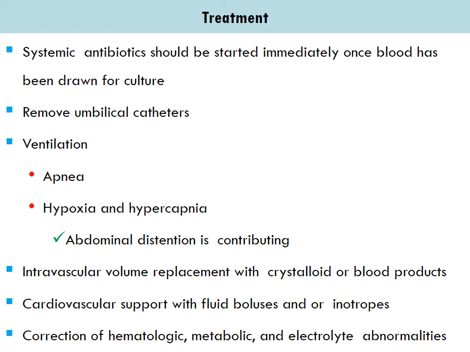Systemic antibiotics, with broad coverage based on the antibiotic sensitivity patterns of the gram-positive, gram-negative, and anaerobic organisms in the particular neonatal ICU, should be started immediately. Umbilical catheters should be removed, but good IV access needs to be maintained. Ventilation should be assisted in the presence of apnea or if abdominal distension is contributing to hypoxia and hypercapnia. Intravascular volume replacement with crystalloid or blood products, cardiovascular support with fluid boluses and inotropes, and correction of hematologic, metabolic, and electrolyte abnormalities are essential to stabilize the infant with necrotizing enterocolitis.